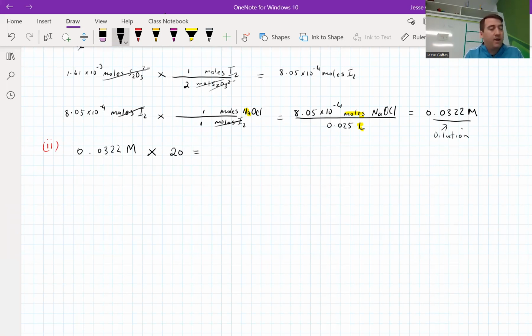Okay, so what I'm getting here is 0.644, and that is correct, molar. So this here is the original. All right, so now we're going back up here. What does it say now?